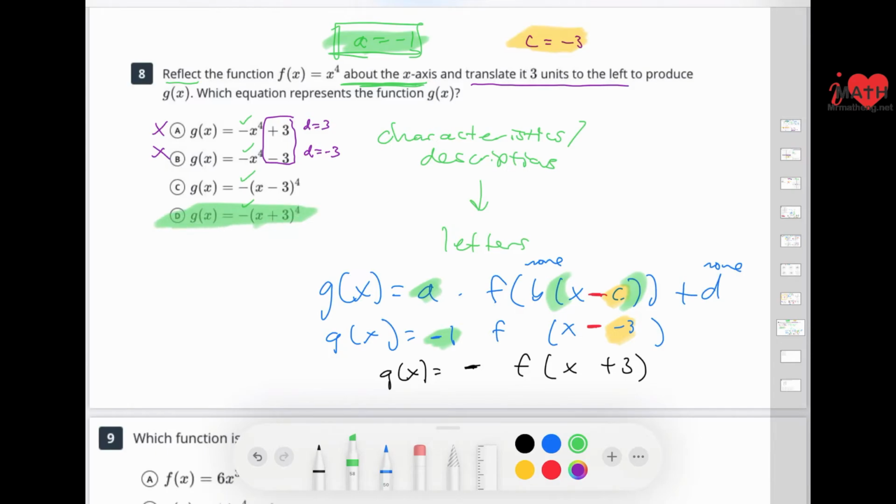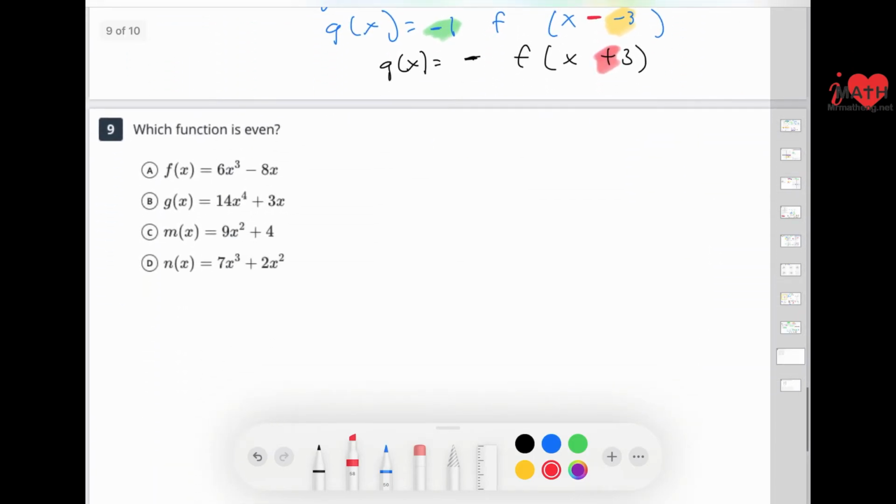And a quick way that would help you is a silly phrase that I have. Add to x, go west. Let's make that clear. Adding to x is a plus sign. You're actually going 3 units to the left. That phrase right there is a trick. Okay, number 9, which function is even?